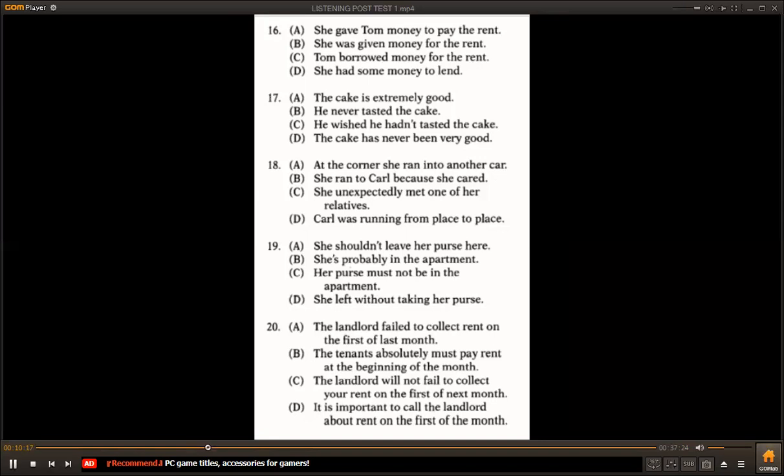Number 17. Are you enjoying the dessert? Never have I tasted such delicious cake. What does the man say about the cake?